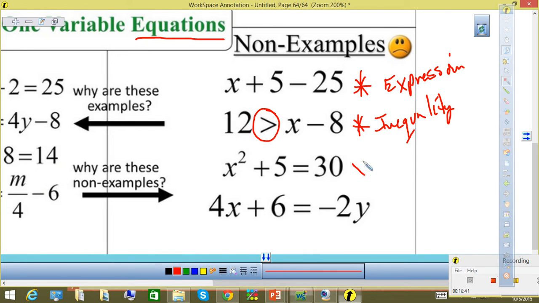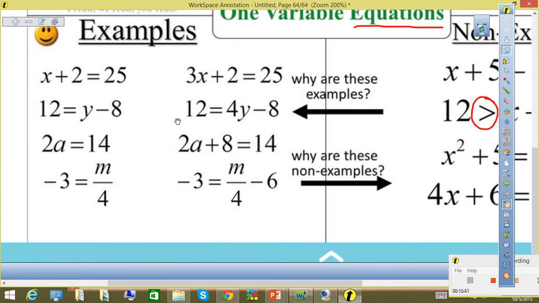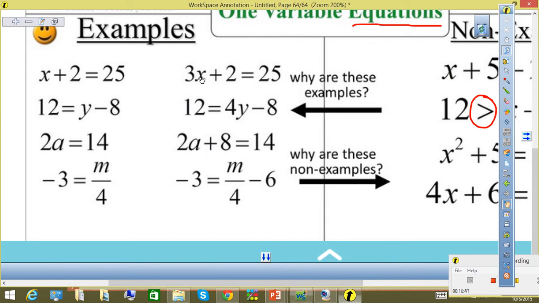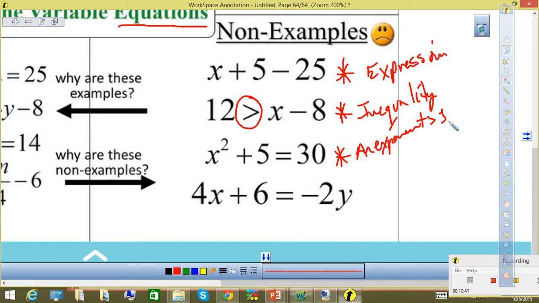Callista, why is this a non-example? Now let me show you the ones over here. Look at all the variables. Because this one has an exponent. An exponent what? Greater than 1. An exponent greater than 1, okay, on the variable. All right. Pass it to someone, this last non-example.